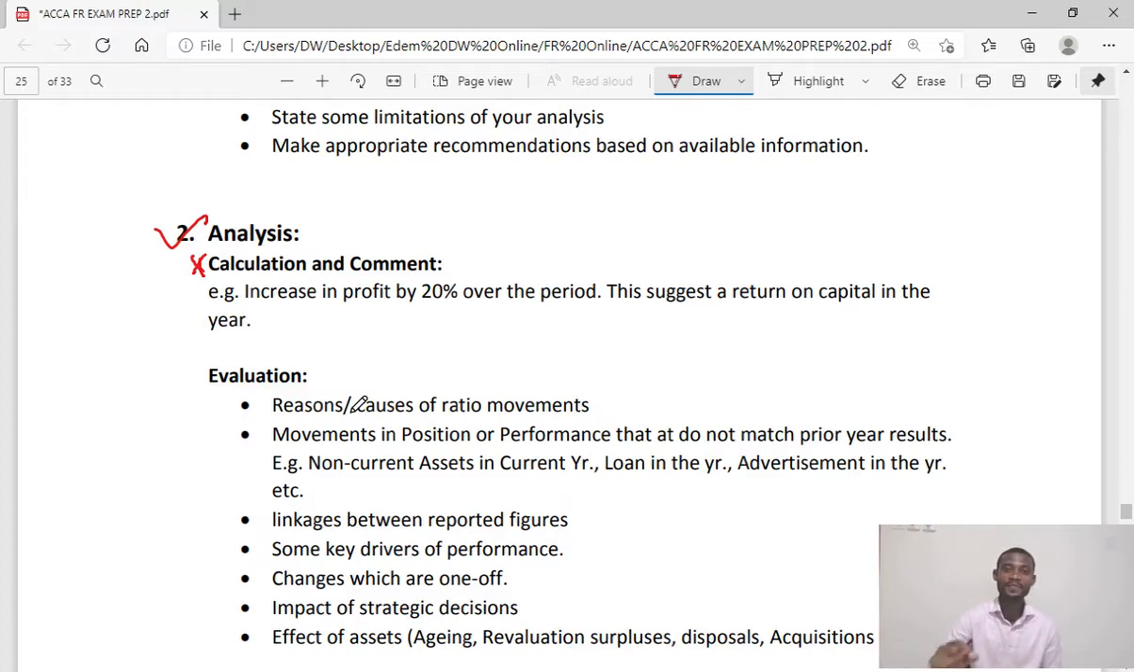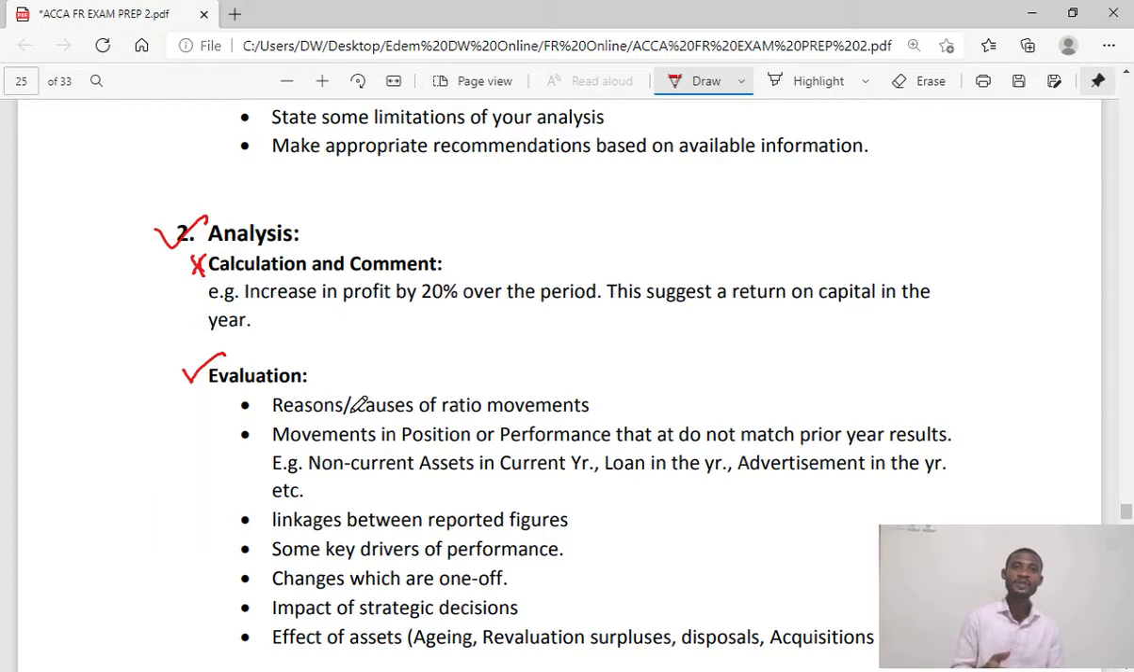That is enough. Now, the greater part of the analysis is what we call evaluation, and where students often struggle. They struggle to do the evaluation. And I'm going to share with you a few techniques as to how to comfortably do this evaluation. Now, to begin the evaluation, you can pick out obvious reasons for the ratio movement. So if in the operating profit, maybe you have been able to pick out that there has been a decrease in admin expenses. That can be one of the reasons.